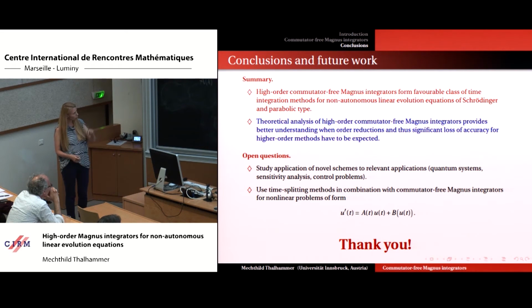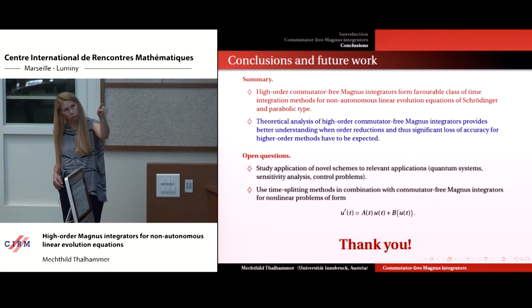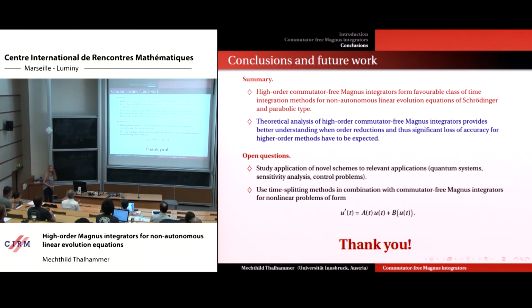As I mentioned in the beginning, you can also think of these non-autonomous linear systems arising as part of a nonlinear system. And then you could treat this with time splitting. So you keep the B part, and for Schrödinger equations you still have this nice invariance property, and you just use the commutator-free methods for the first linear part. Okay, that's all. Thank you very much.